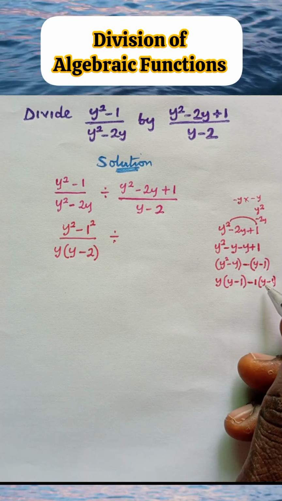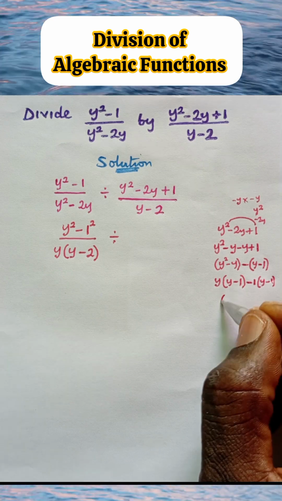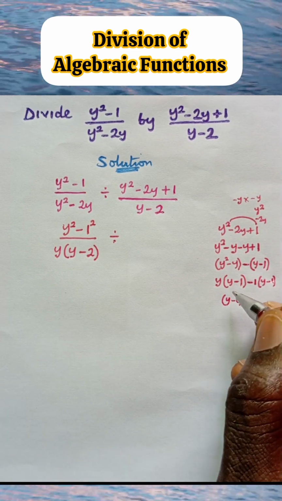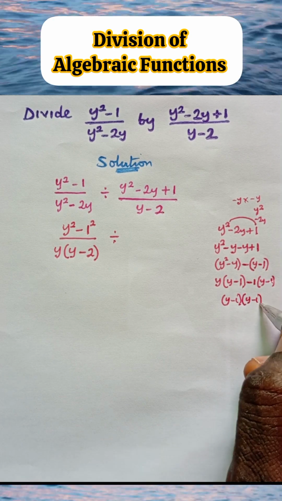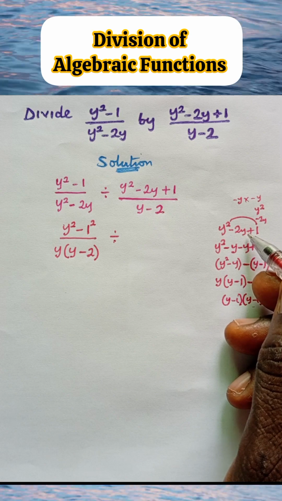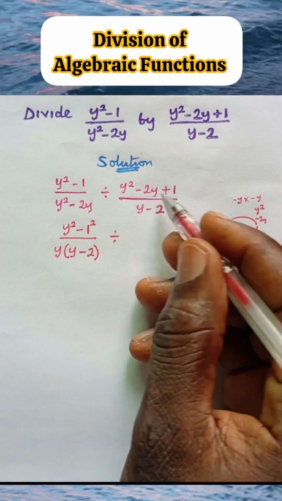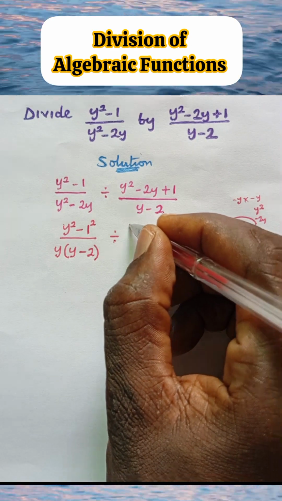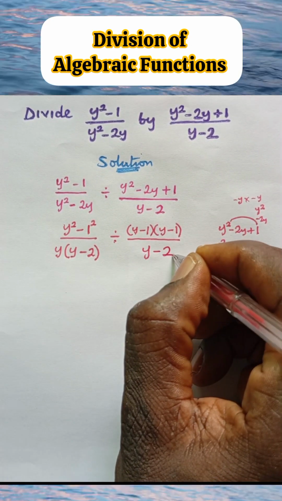At this point, you notice that both brackets have the same terms. So we're going to take one of the brackets, which is y minus 1, and then put the two terms outside the bracket inside one bracket, y minus 1. So these are now the factors of this quadratic expression. We will now put these factors in place of this expression, so that we have (y minus 1)(y minus 1) all over y minus 2.